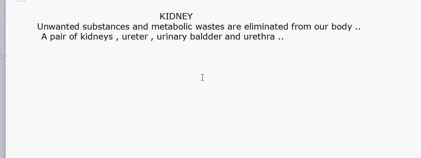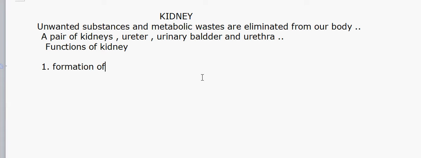Now we will focus a little bit on the major functions of the kidney. The kidney has a lot of functions to do with our body. First of all, it helps in the homeostasis of our body, and the primary function of the kidney is formation of urine, through which a lot of unwanted substances are excreted from our body, like urea, uric acid, etc.